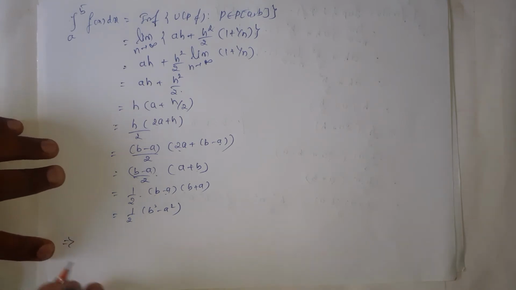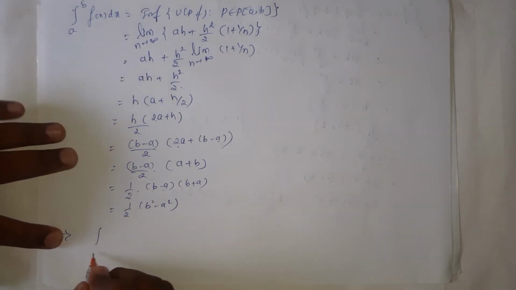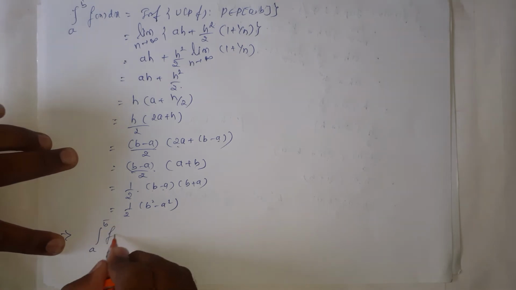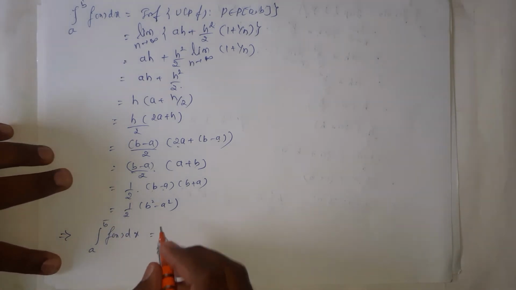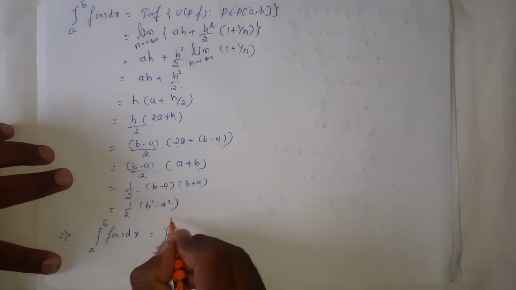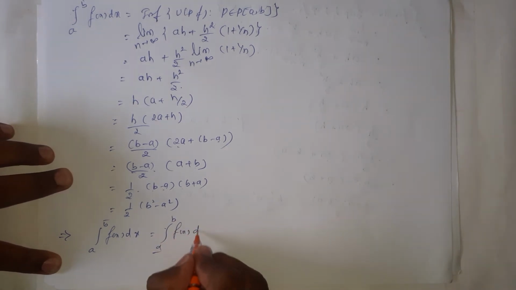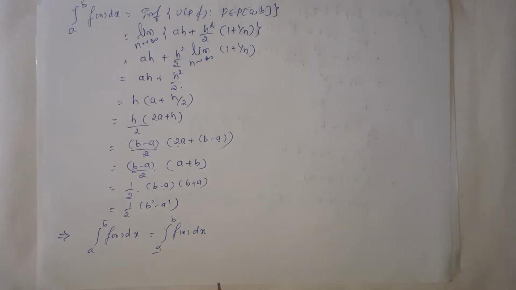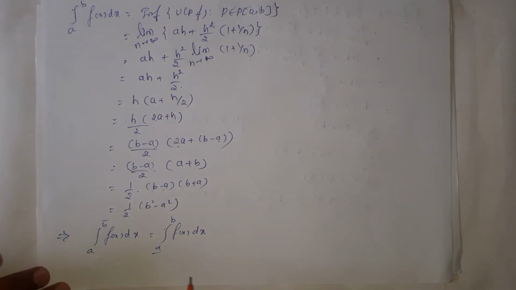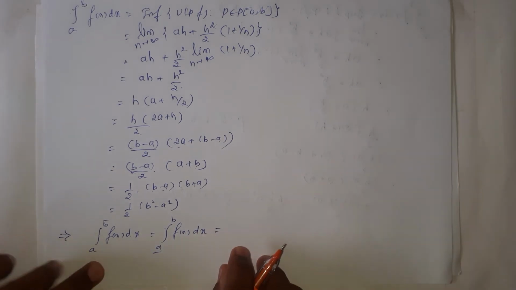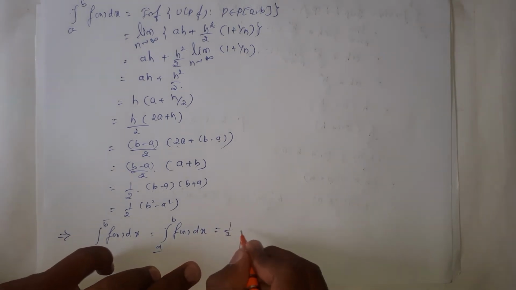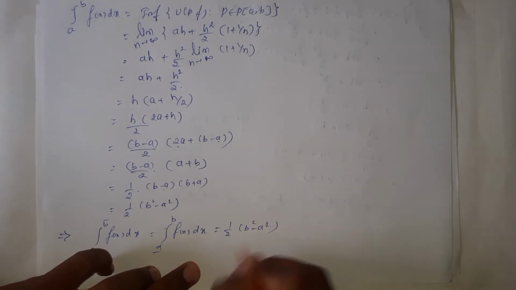Then it implies that the integration over a to b bar f of x dx, that is the upper Riemann integral, is equal to the lower Riemann integral, a to b bar f of x dx. Here by comparing those two, we can say that those two are one and the same. So that is equal to what? 1 by 2 (b square minus a square).